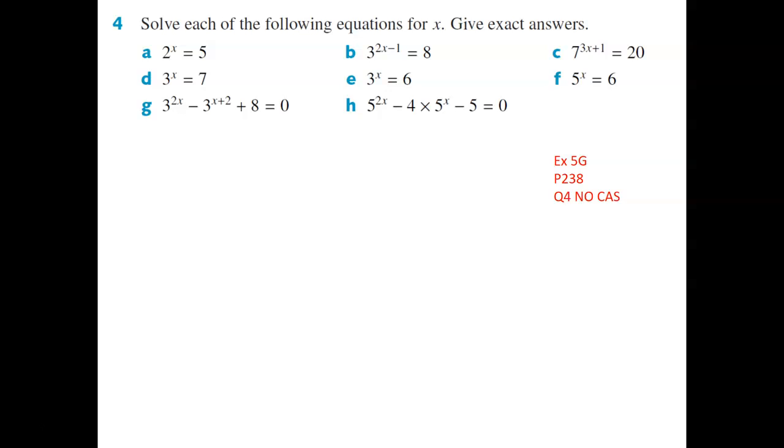Okay, I'd like you to pause the video again, have a go at solving these equations. Again, any questions you've got in the discussion.